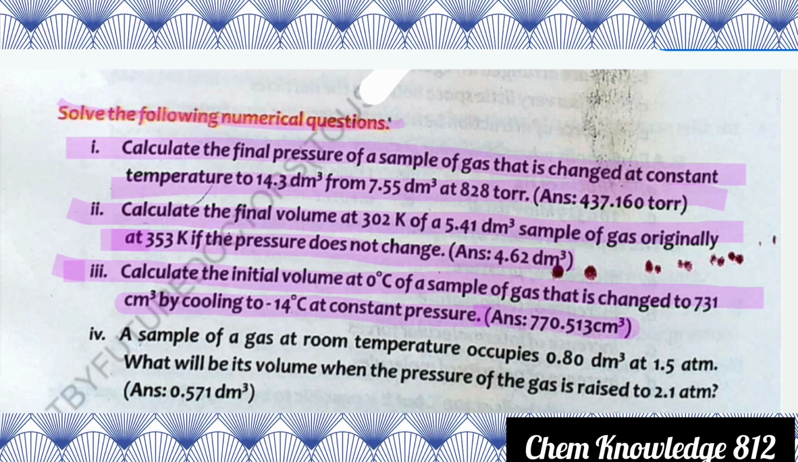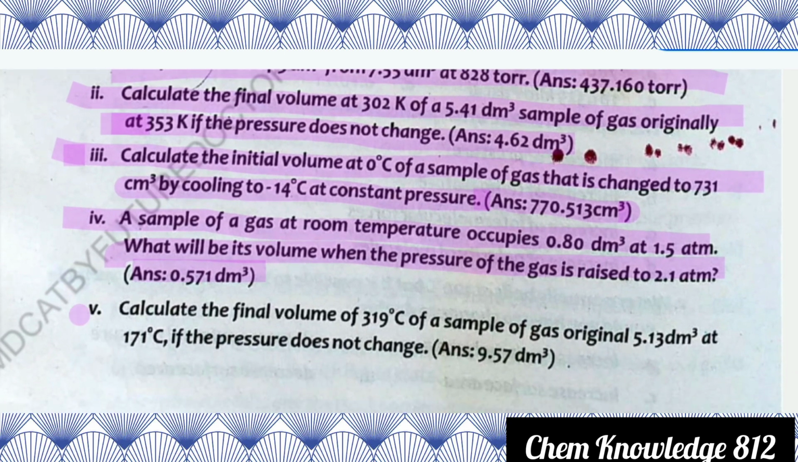the answer will be 770.51 cubic centimeter. Number 4: when a sample of a gas at room temperature occupies 0.80 cubic decimeter at 1.5 atmosphere, what will be its volume when the pressure of the gas is raised to 2.1 atmosphere? The answer will be 0.571 cubic decimeter. And the final one is: calculate the final volume at 319 degrees Celsius of a sample of a gas originally 5.13 cubic decimeter at 171 degrees Celsius. If the pressure doesn't change, the answer will be 9.57 cubic decimeter.